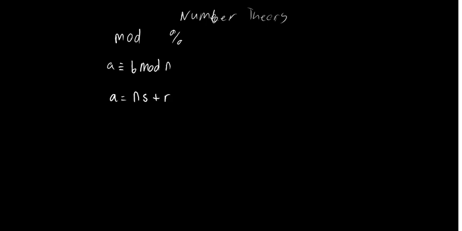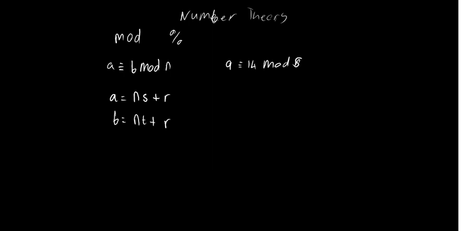Then we also have b. B can also be expressed as n times some other integer t, because we can't say n goes into a and b the same number of times, since we don't know what a and b are. So we use s and t, then plus r. The reason we use r in both is because we know these two leave the same remainder.